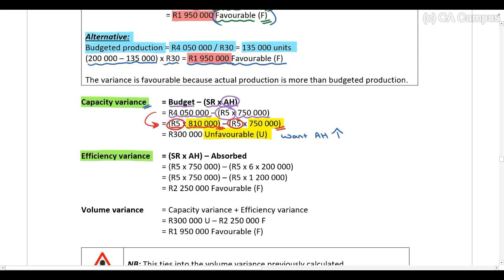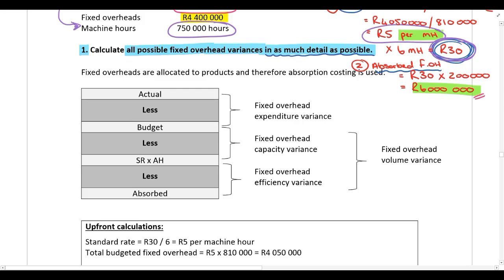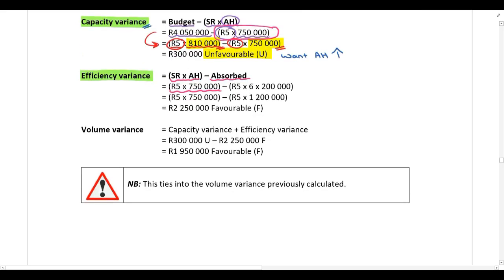All right. Now the opposite logic applies to the efficiency variance. So let's first look at the calculation. We start with the standard rate multiplied by actual hours, which comes from above. Just bring that down. This variance starts where the last variance ended. Then we need to deduct the absorbed cost. So we did calculate the absorbed fixed overhead. It's 6 million Rand. Right, so this is 6 million.